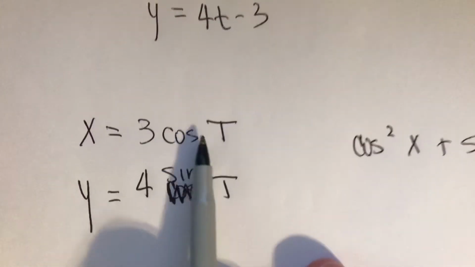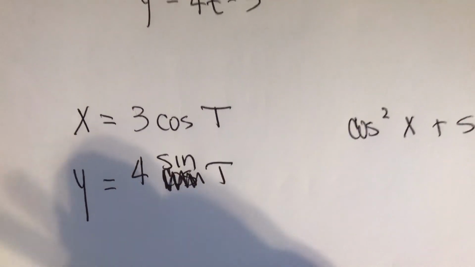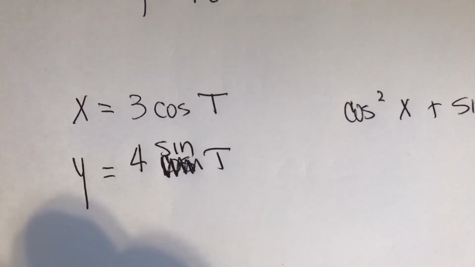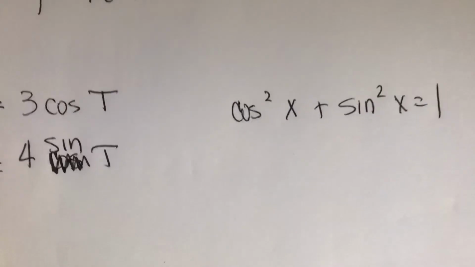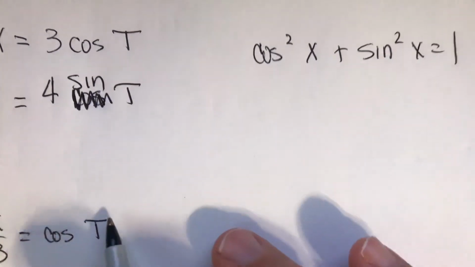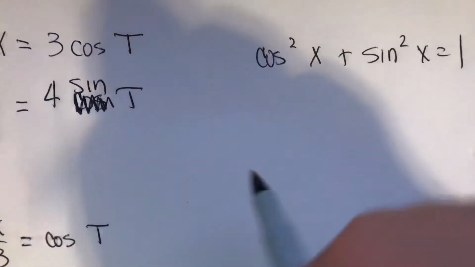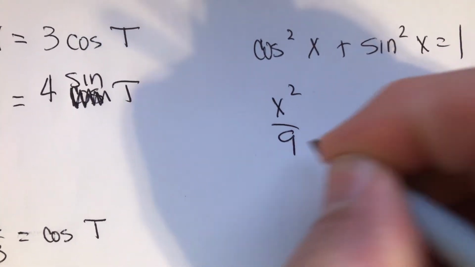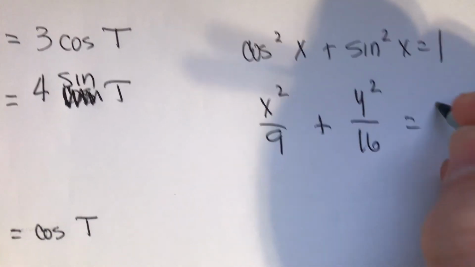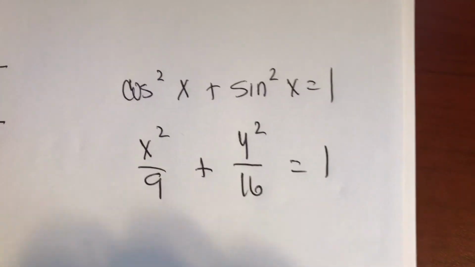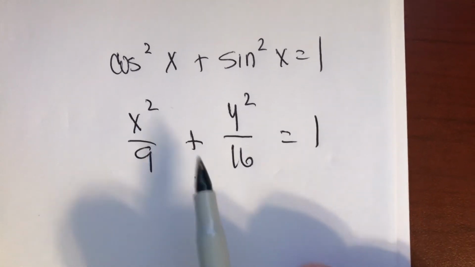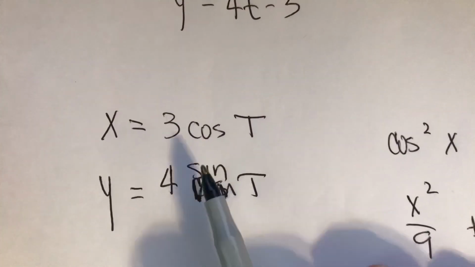Alright, so I want to solve this for cosine. I want to solve this for sine. And then I want to put that in here. So I'm going to square this. I'm going to square this. And I get that. Now you should recognize this. This is an equation of an ellipse.